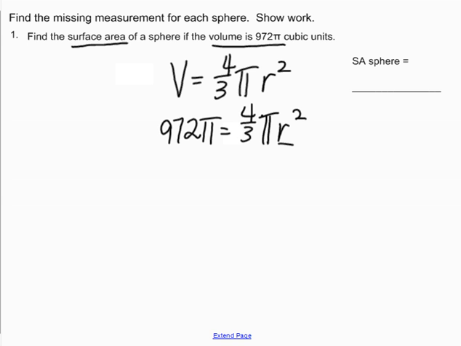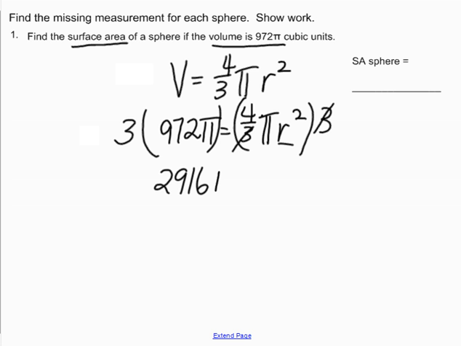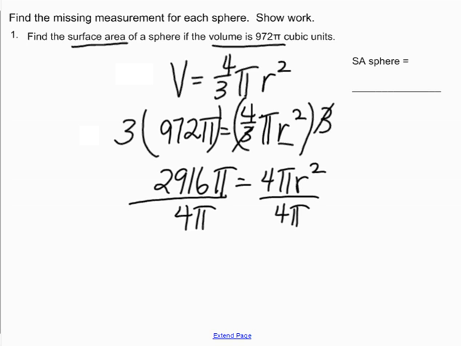Okay, so I'm going to multiply both sides by 3 to get rid of this fraction. So I end up with 2916, this number, times 4 pi r cubed. Now I'm going to divide both sides by 4 pi. And I end up with 729 equals r cubed. R then equals 9. Okay, so we've got the radius, so now I can figure out the surface area of this sphere.